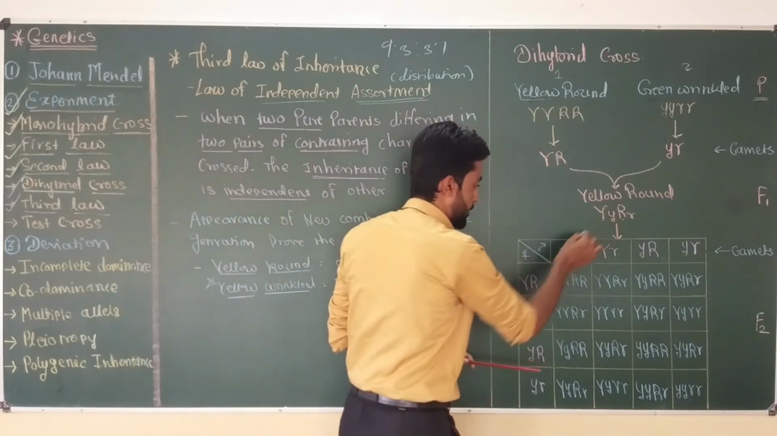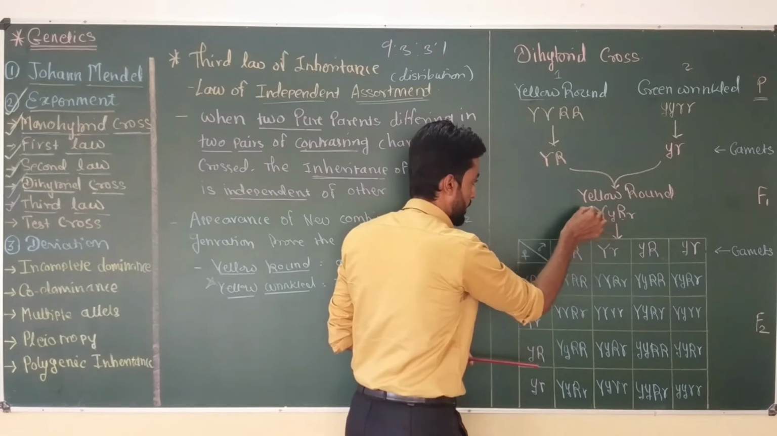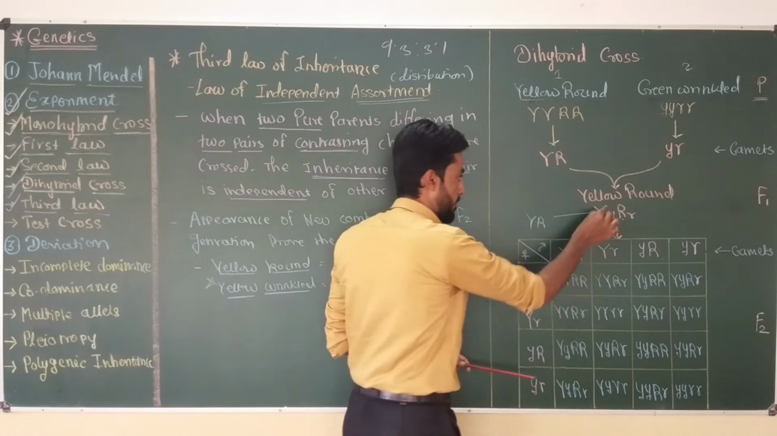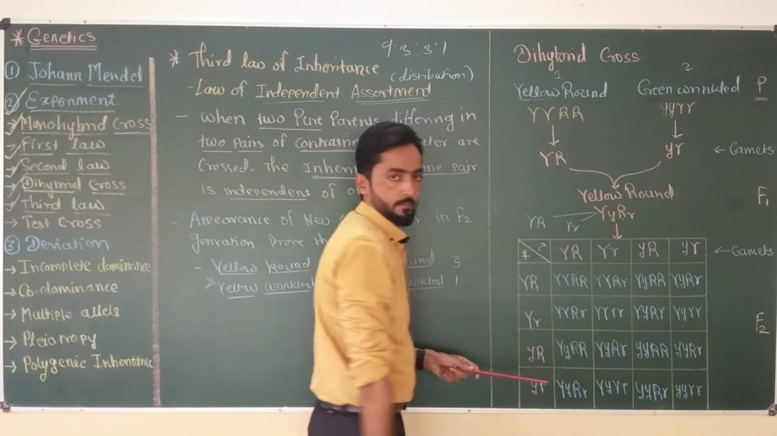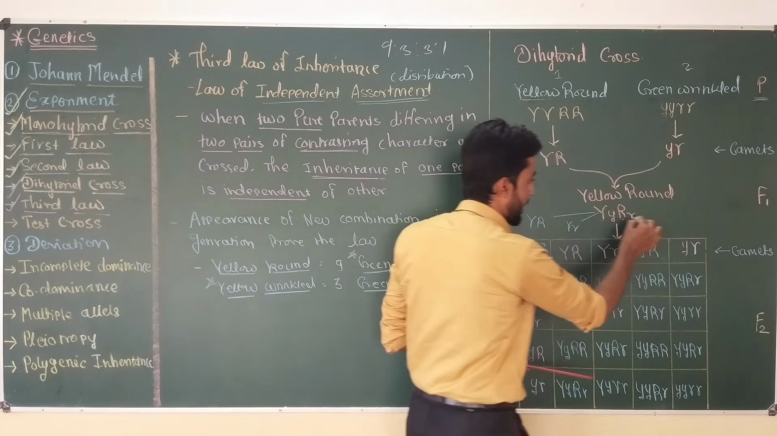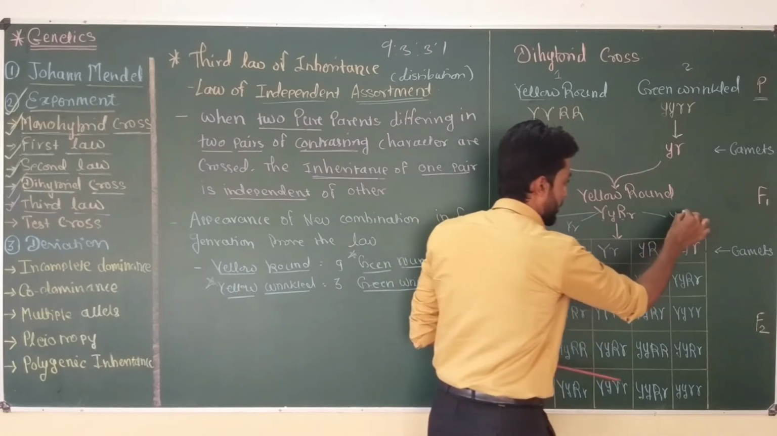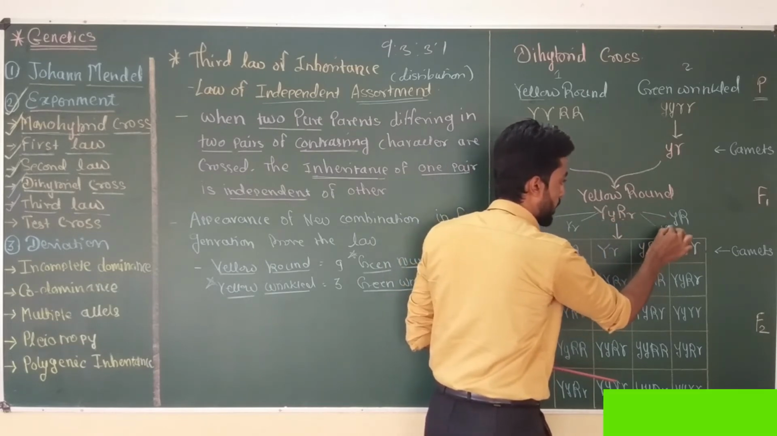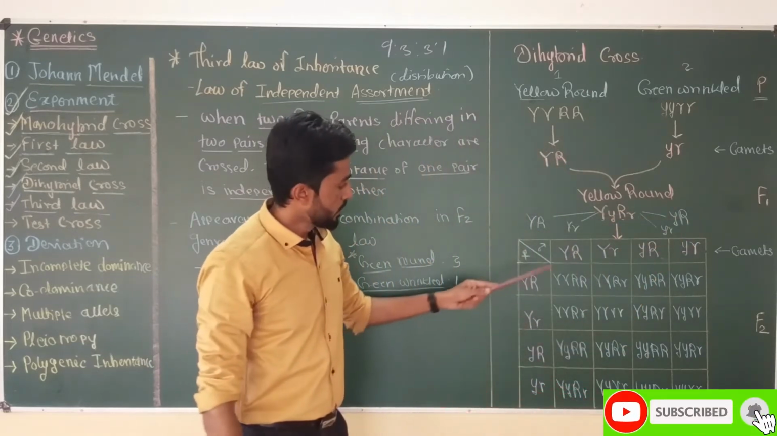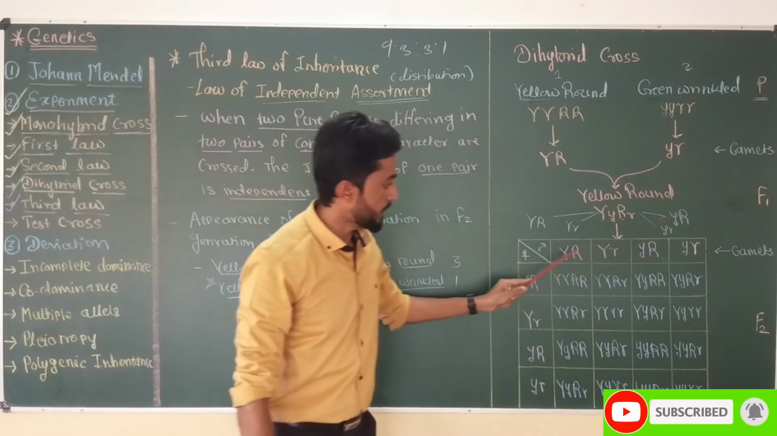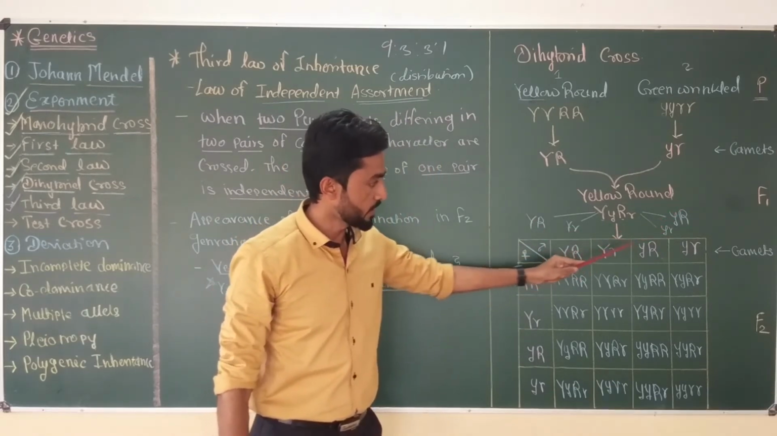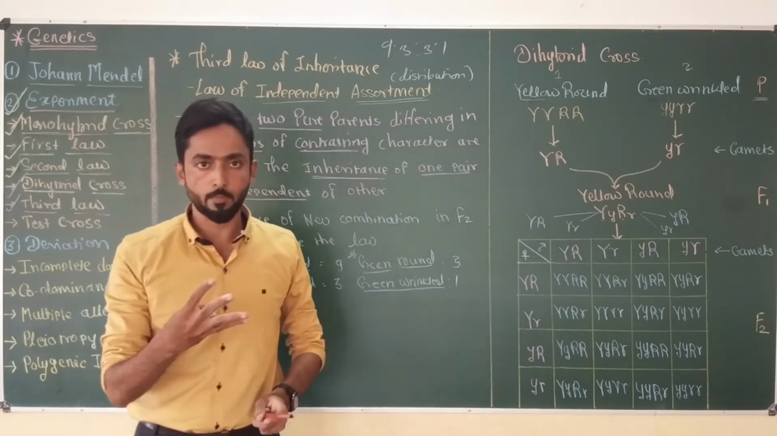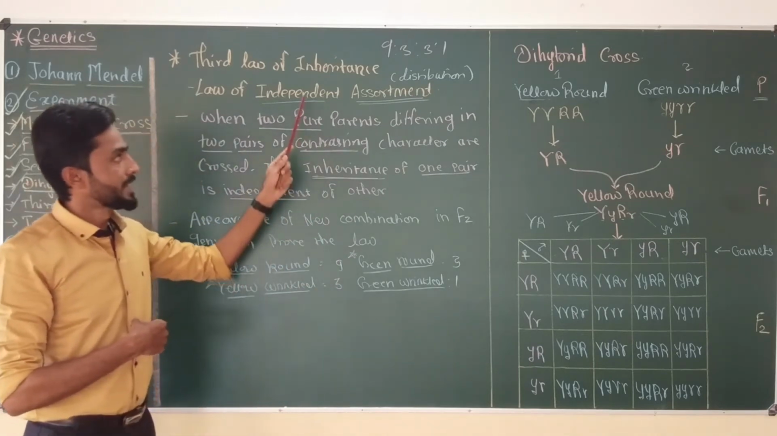That means if we consider gamete formation, here this capital Y can combine with capital R, or the capital Y can also go with small r, and this small y forms a gamete with capital R, as well as the small y forms a gamete with small r. So the four different types of gametes are produced: capital Y capital R, capital Y small r, small y capital R, and small y small r. And the production of these four types of gamete is only possible because of independent assortment.